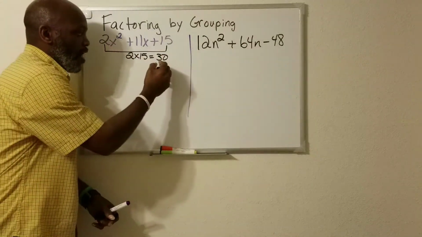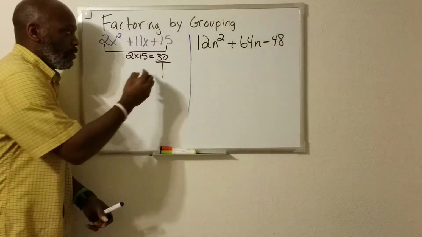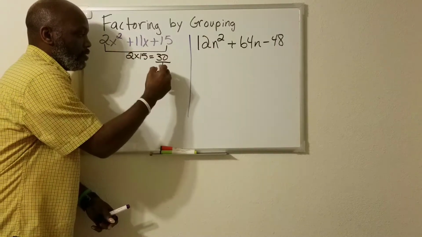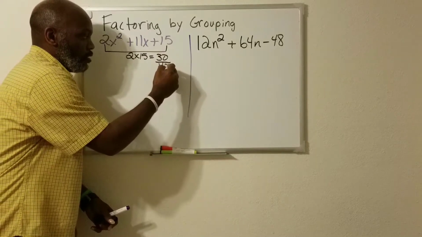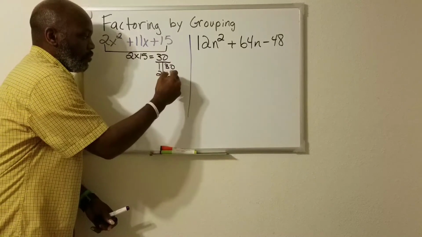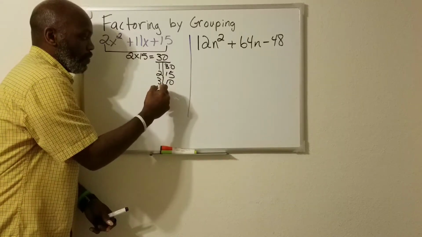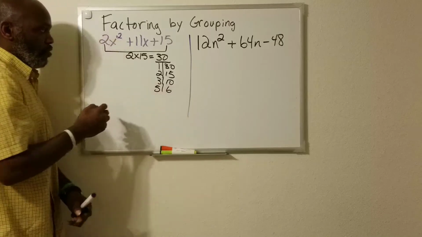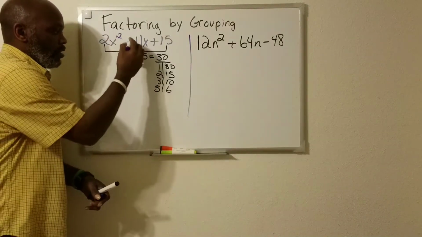Now we're going to factor 30. We're going to take the factors of 30 and find out which ones will equal 11x, or just 11. So we have 1 and 30, 2 and 15, 3 and 10. There's no 4. 5 and 6. And as you can see, 5 and 6 are the factors that equal 11.